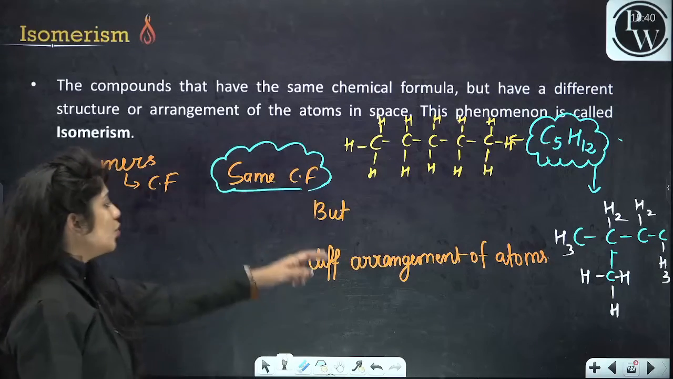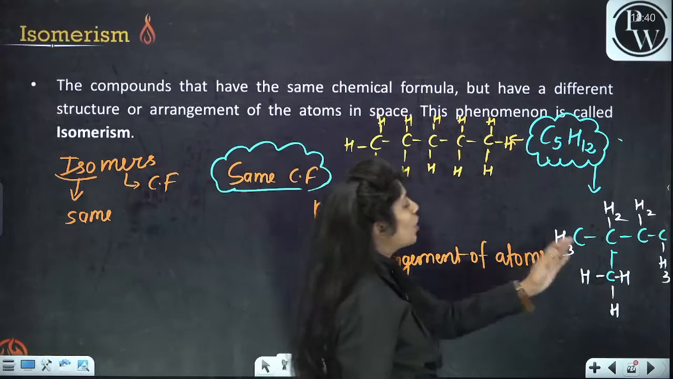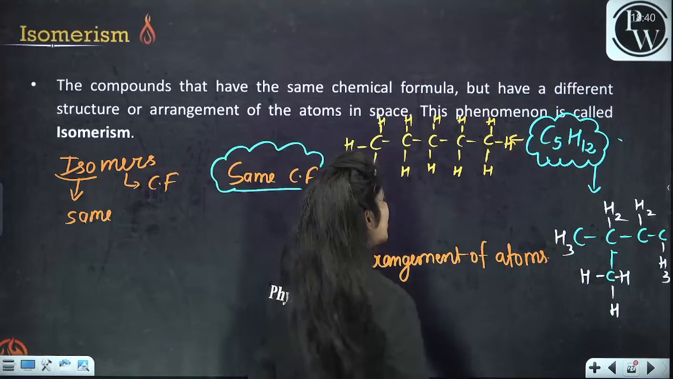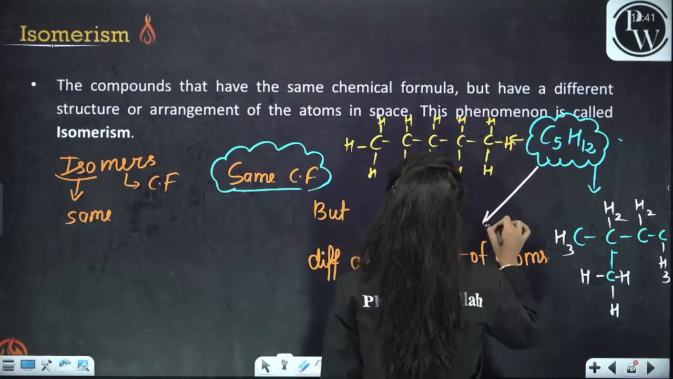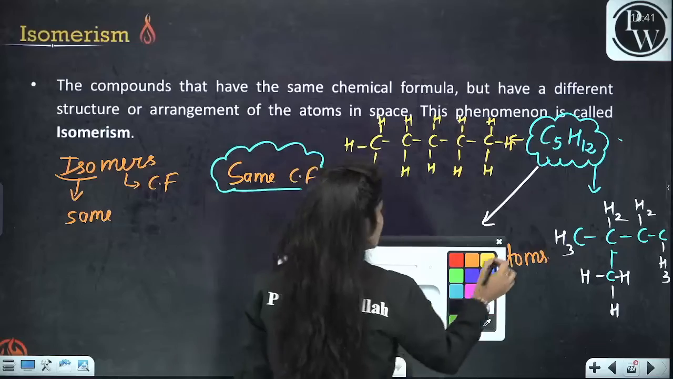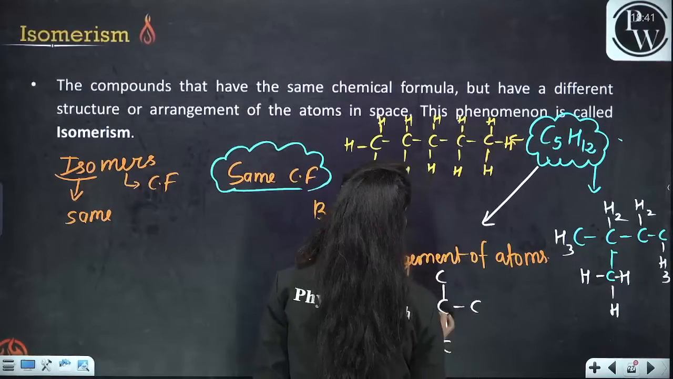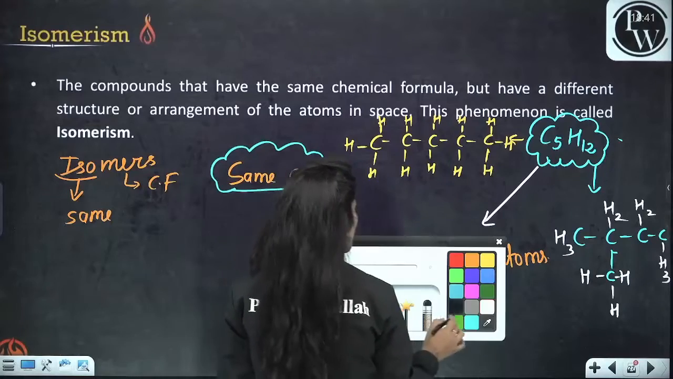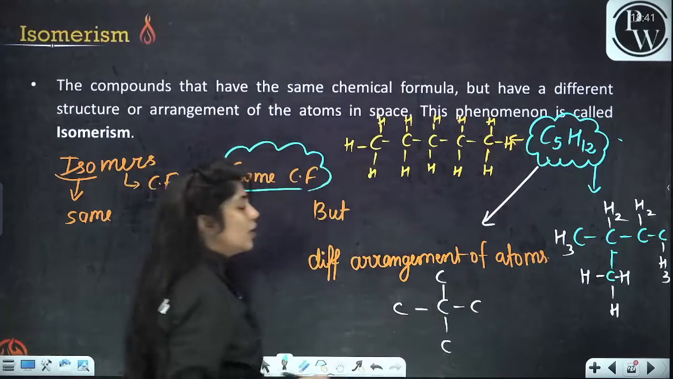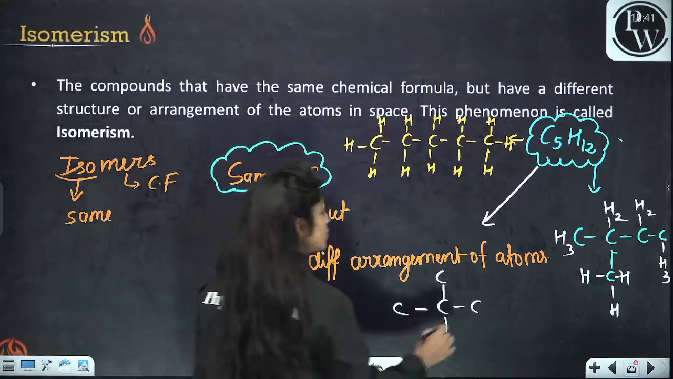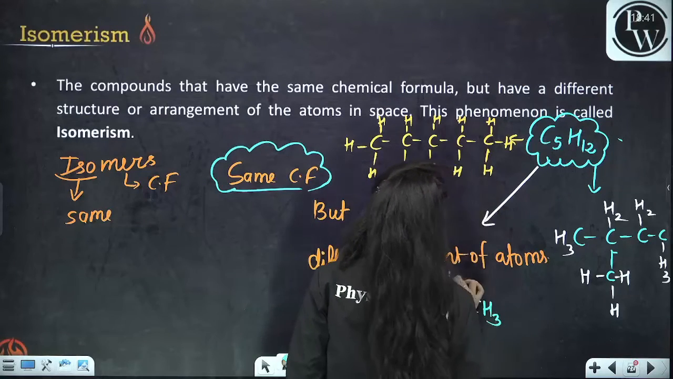Okay. So you can see this structure is different from this structure, and then we can also have one more structure which I can write it like this. Carbon, carbon, carbon, carbon, carbon. Okay. It's a kind of your crossover on the roads.